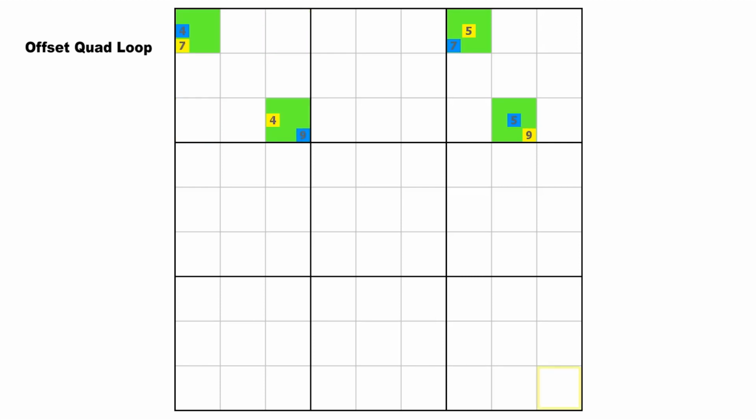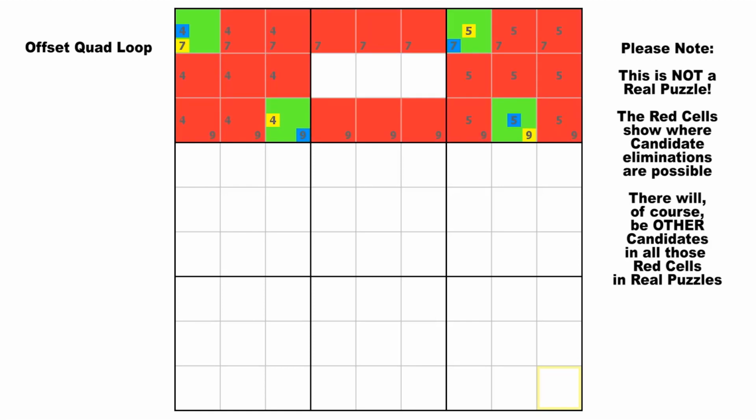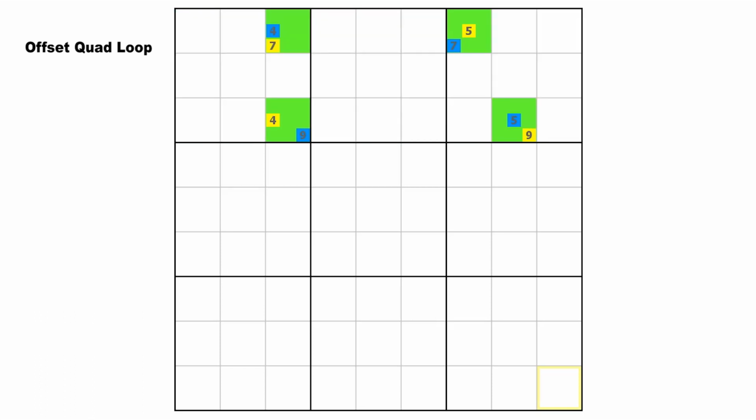So now you would be able to eliminate candidates in only these 4 houses, the 2 rows and the 2 blocks. The rest of the 7s would be false in row 1, the rest of the 9s would be false in row 3, and the rest of the 4s would be false in block 1, and the rest of the 5s would be false in block 3. But remember, with an offset quad loop, the 4 cells must lie in the same chute, either vertical or horizontal, or else it will not act as a loop.